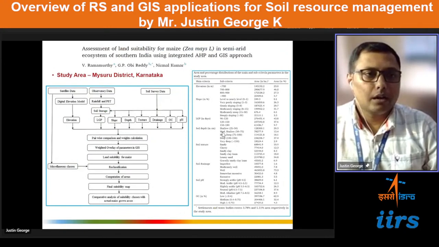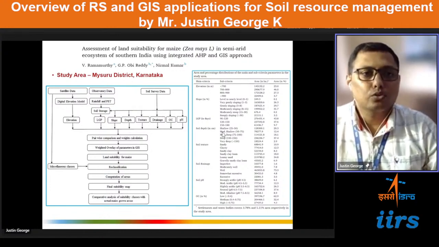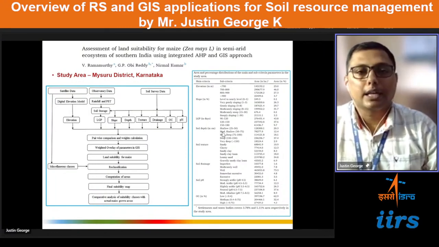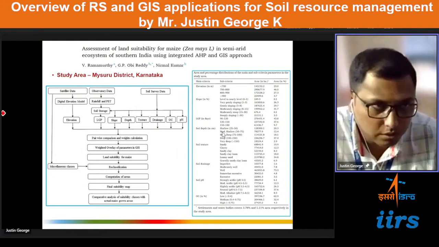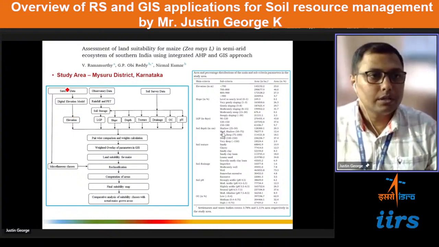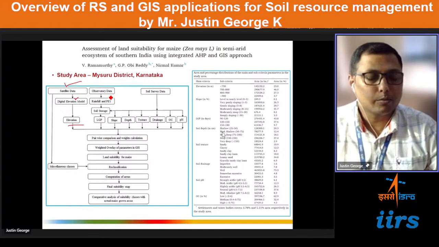Coming to a particular study reported from the Mysore district of Karnataka, the authors tried to assess the land suitability mainly for the maize crop in a semi-arid ecosystem of southern India using an integrated AHP as well as GIS approach. AHP is nothing but a multi-criteria decision-making analysis tool, widely used. In this, satellite data, mainly the digital elevation model, was used for the generation of elevation. Then they collected observatory climatological data like rainfall as well as potential evapotranspiration. Then they computed the soil storage and the length of growing period.